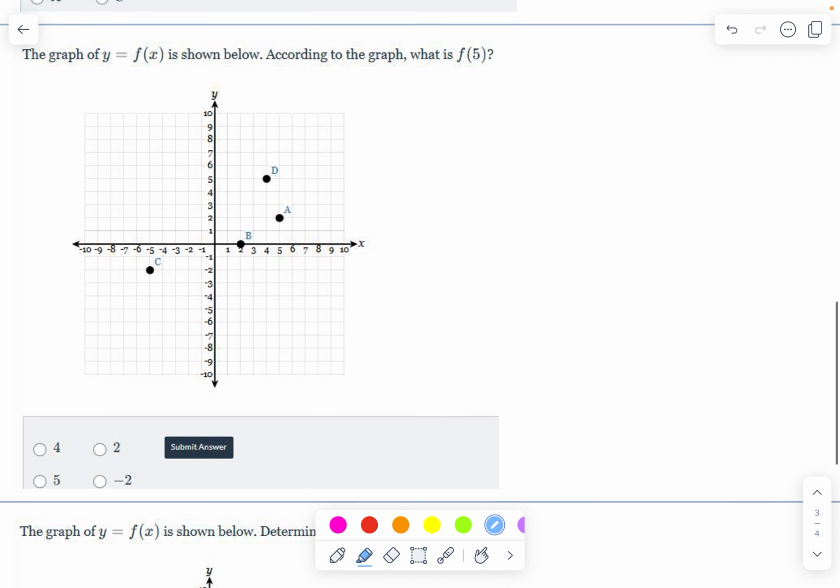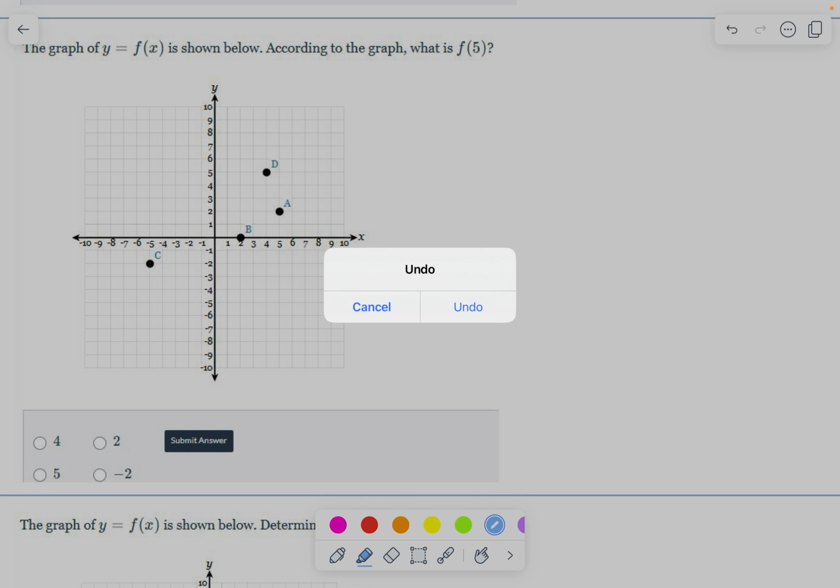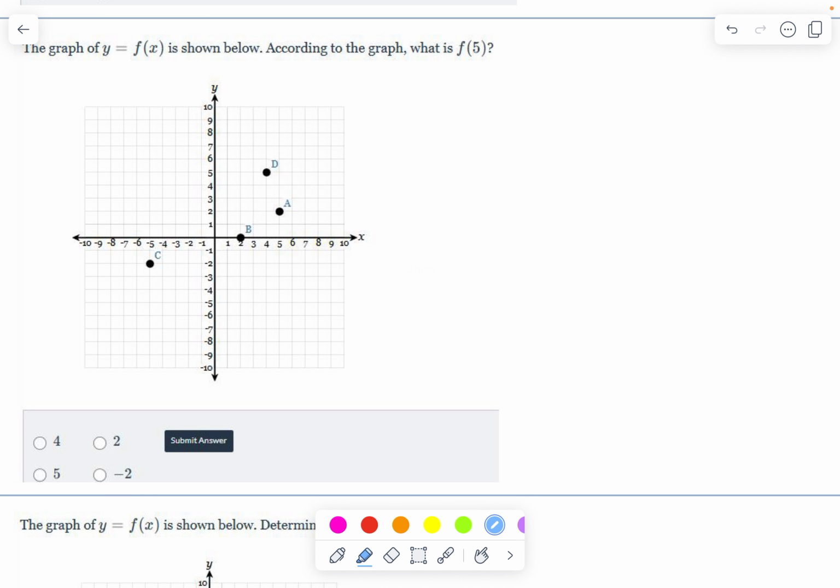In our next problem, we have a slightly different graph, again with just a bunch of points, but it says according to this graph, what is f of 5? Right? So we see that there's something inside the parentheses. That means we have an input. Inputs are x values. So when x is 5, we want to know what is y this time. It says according to the graph. It does not say identify the point. And you can see that all of our possible answers are numbers. When we put in 5, what number do we get out?